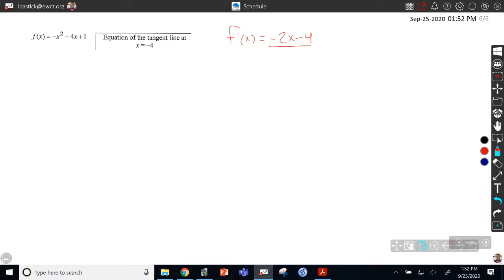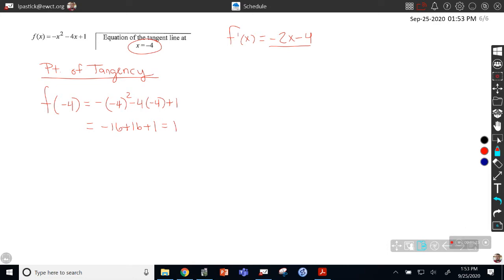You need two things. You need a point of tangency. They gave us an x value. So how do we find the point of tangency? We plug that x value into f of x. So f of negative 4 equals negative 4 squared minus 4 times negative 4 plus 1. I'm going to do that out real quick, and I got 1. So I have found the point of tangency. The point of tangency is negative 4, which is our x value, our input, comma, positive 1.